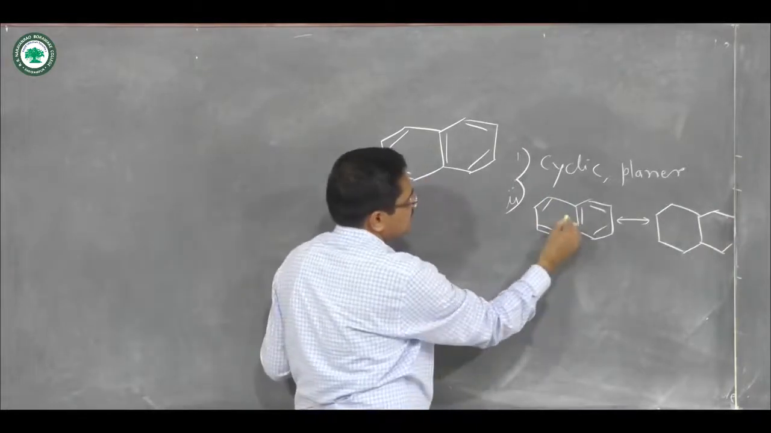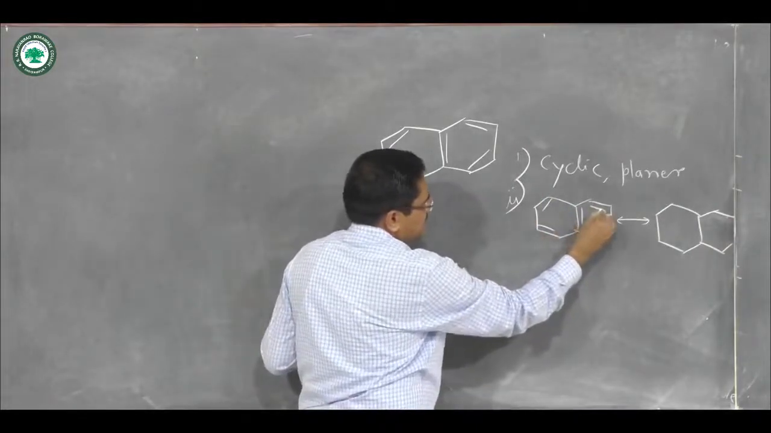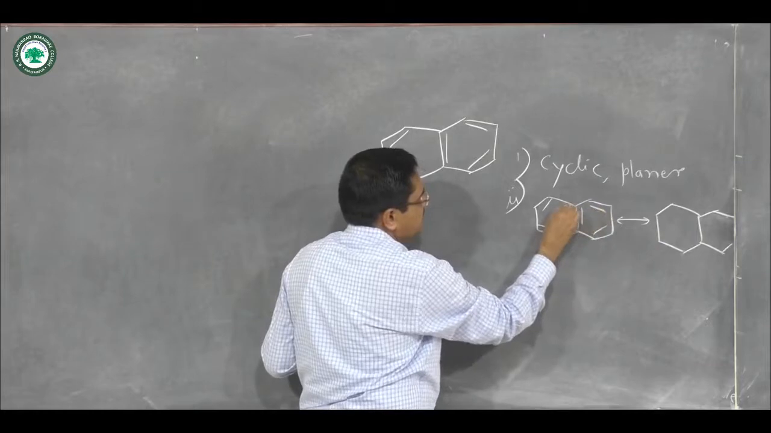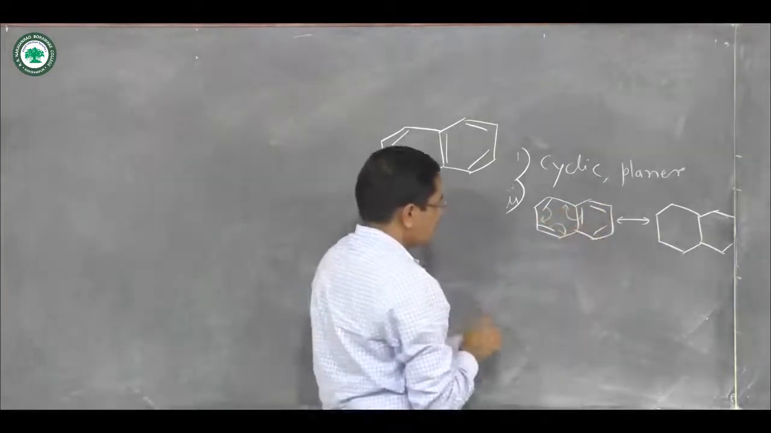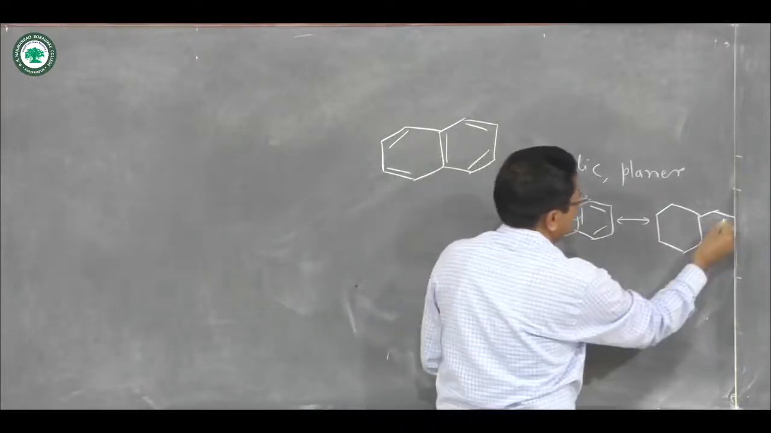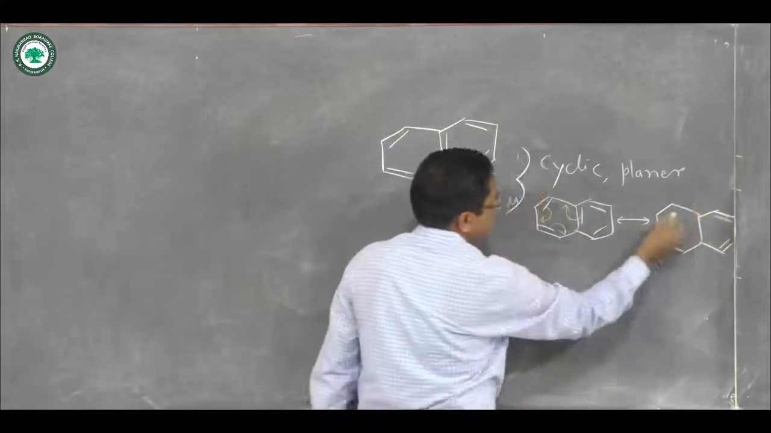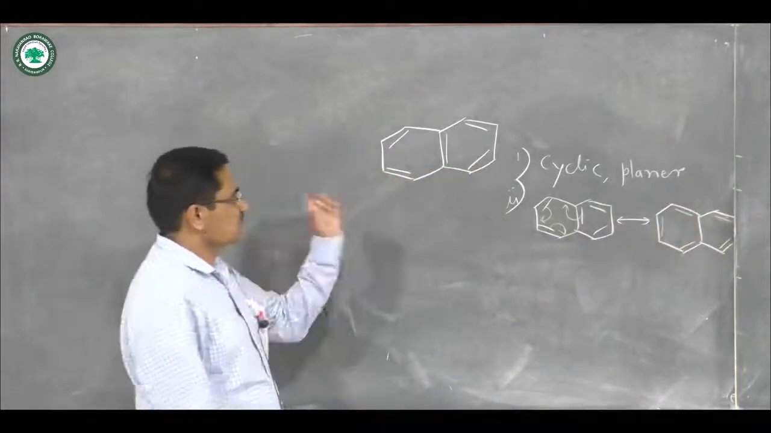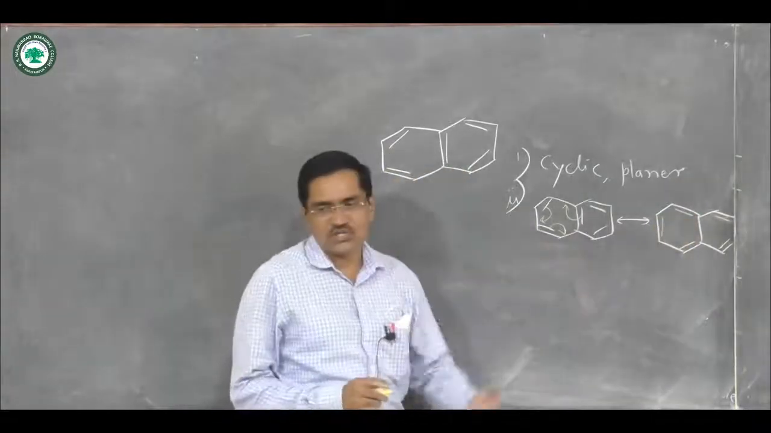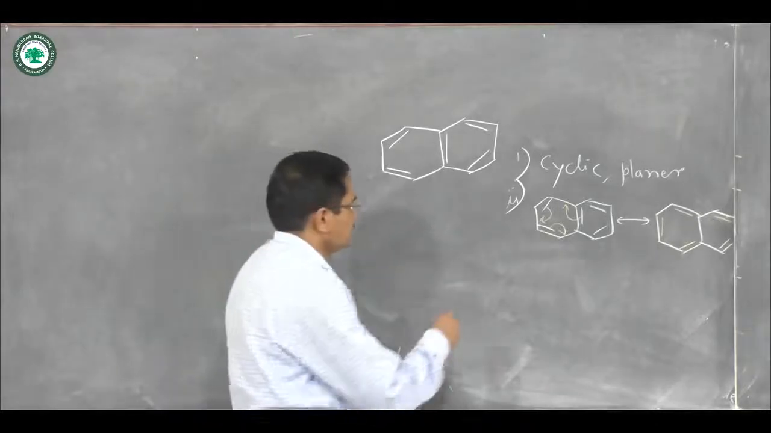What happened here? This is shifted here, this is shifted here, this is shifted here, and we obtain the new resonating structure. So this compound has delocalization of pi electrons.